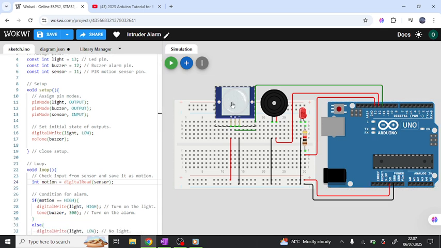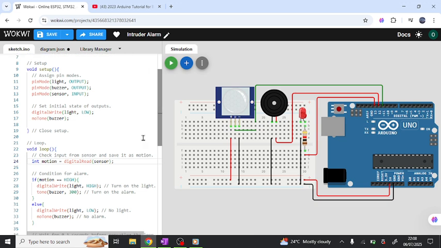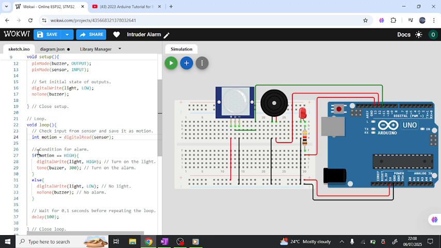So if this detects motion, it will send high, that's 5 volts, or something within that range that is not 0 volts, to that pin, which is the input pin. So now we are saying that the high sent here should be saved in this place. Now if the motion equals high, that means if what it read is the same thing as high, what should happen?